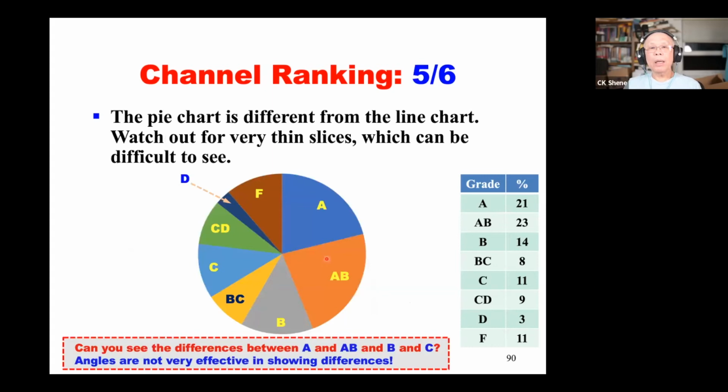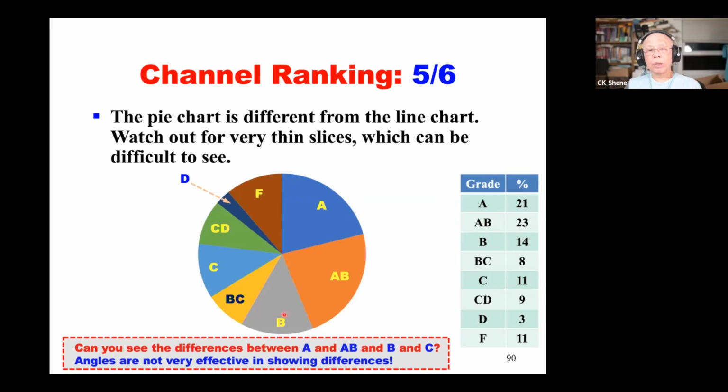Now, the pie chart is different from the line chart. Again, the same data set. Watch out for very thin slices, which can be difficult to see. In addition to that, remember the pie chart uses area to indicate the size. So if you look at this pie chart, can you see the difference between A and AB, 21% and 23%? Can you see the difference between B and C?